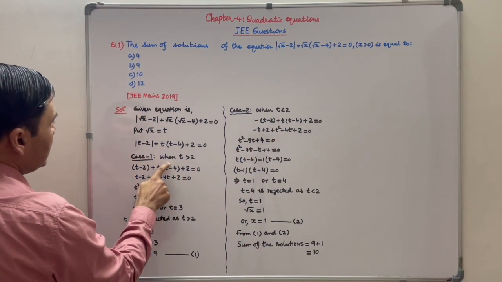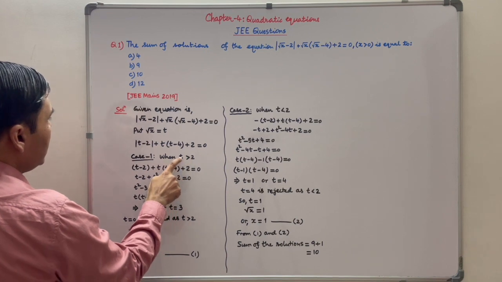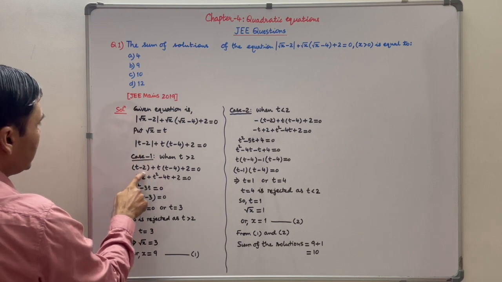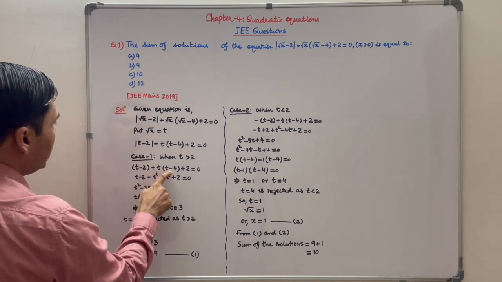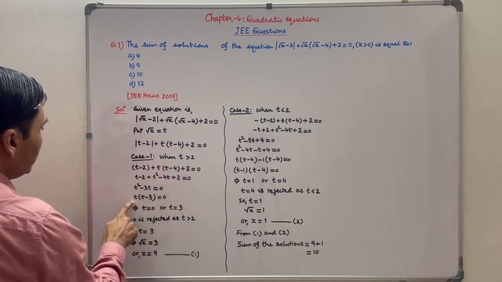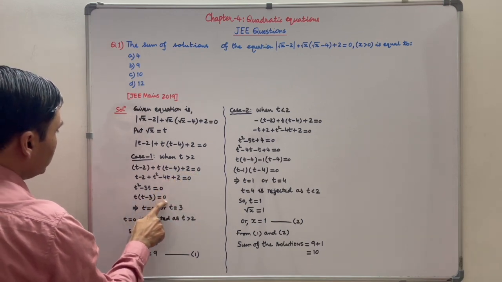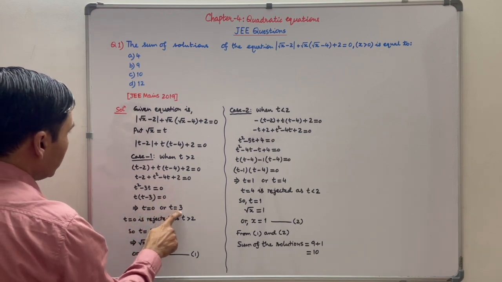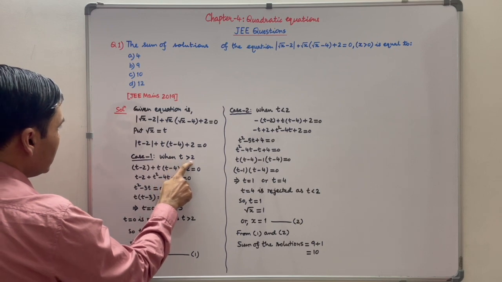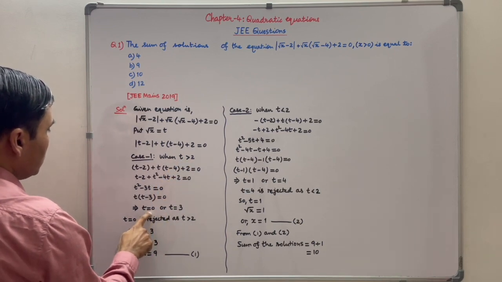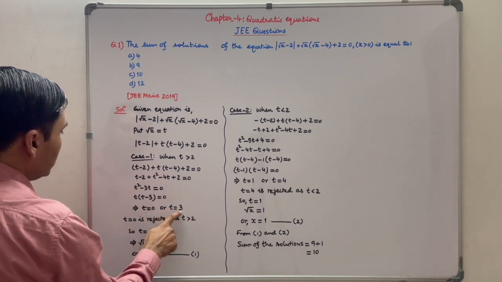Case 1, when t is greater than 2. When t is greater than 2, mod t minus 2 will be written as plus t minus 2. So the equation will be t minus 2 plus t into t minus 4 plus 2 is equal to 0, or t into t minus 3 is equal to 0. So t is equal to 0 or t is equal to 3. Since t is greater than 2, so t is equal to 0 is rejected. So the solution in this case will be t is equal to 3.